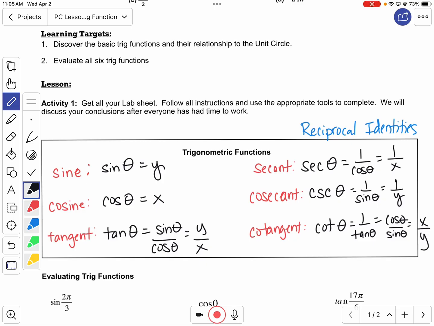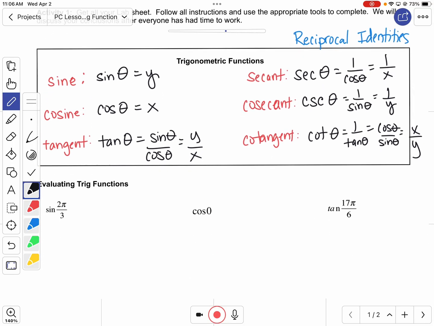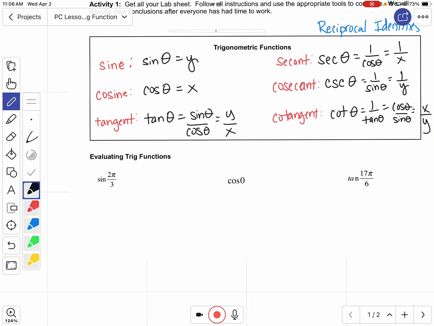All right? So sine is y. Cosine is x. Tangent, y over x. Secant, reciprocal of cosine, flip it. Cosecant, flip the y. Cotangent, flip the tangent. All right? X over y. So we pull the right one, and then for the reciprocals, we flip them. Okay, let's do some. Let's do a couple together. Then we'll let you practice a few.